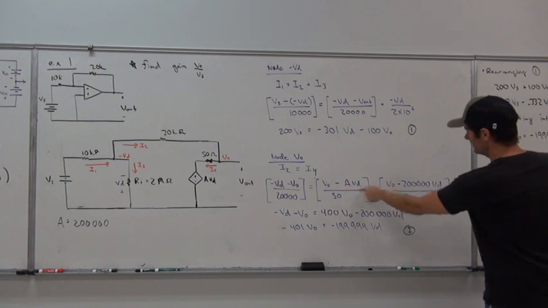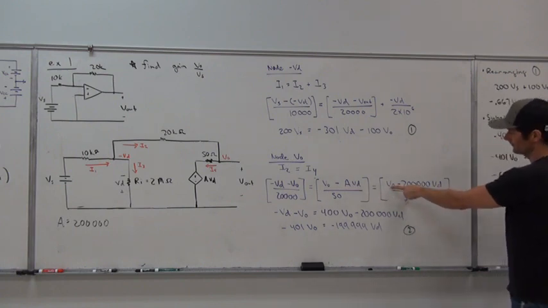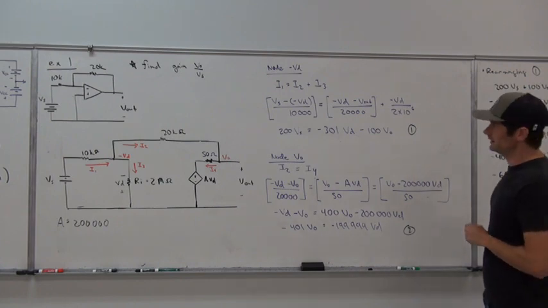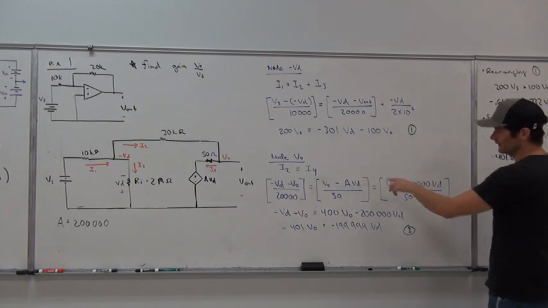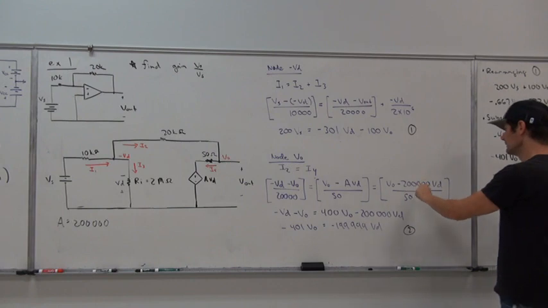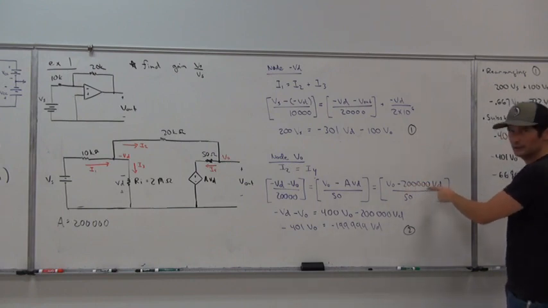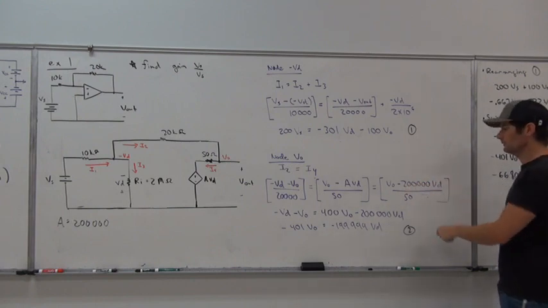Sorry, I just went ahead and rewrote this in terms of V naught minus 200,000, that's our open loop gain. Excuse me about the VD thing. We're getting there in just a sec. So 200,000, and that's our open loop gain times VD divided by 50.